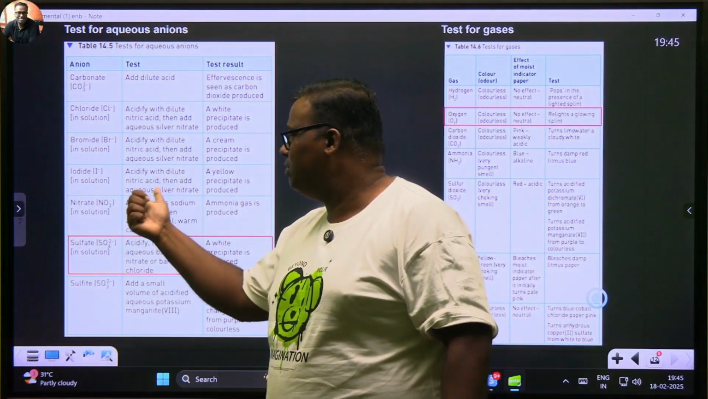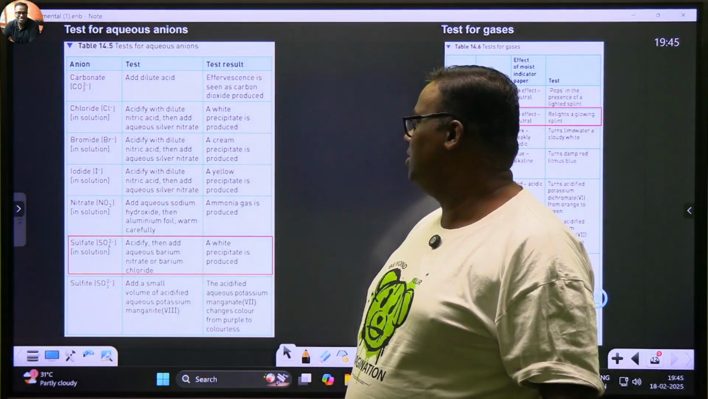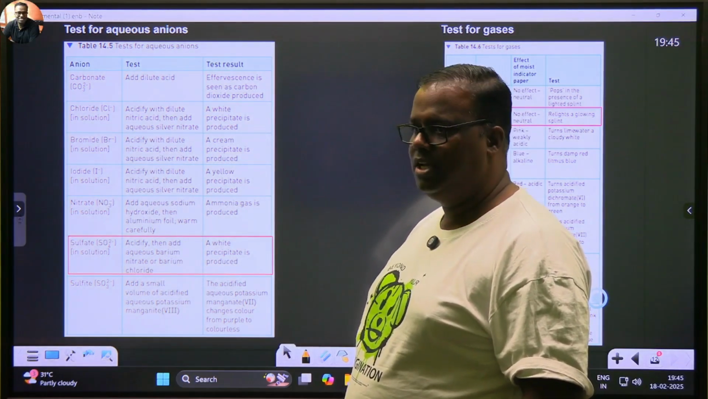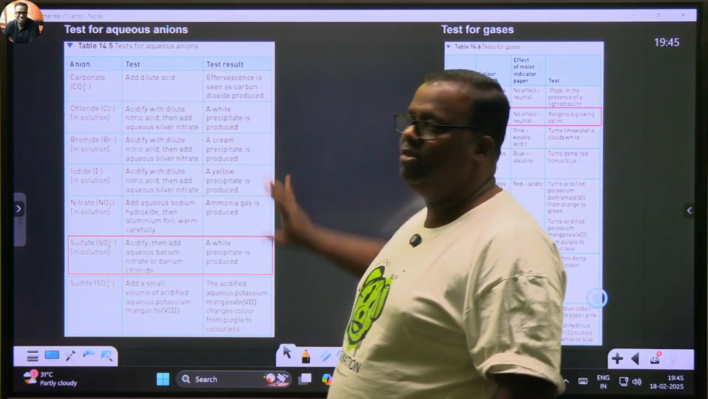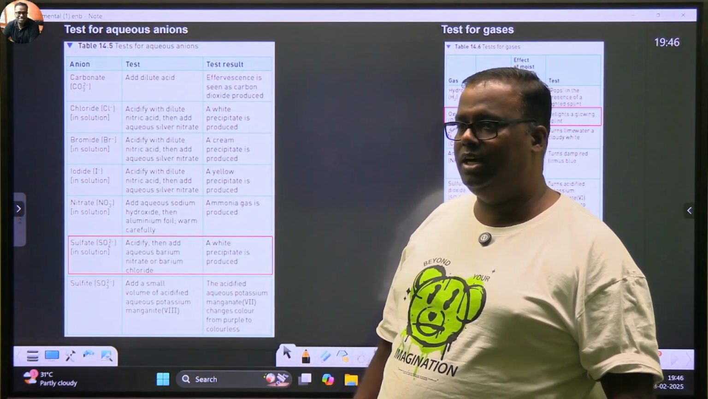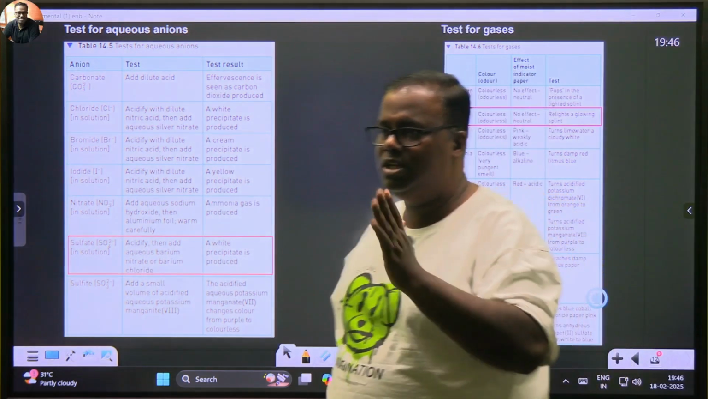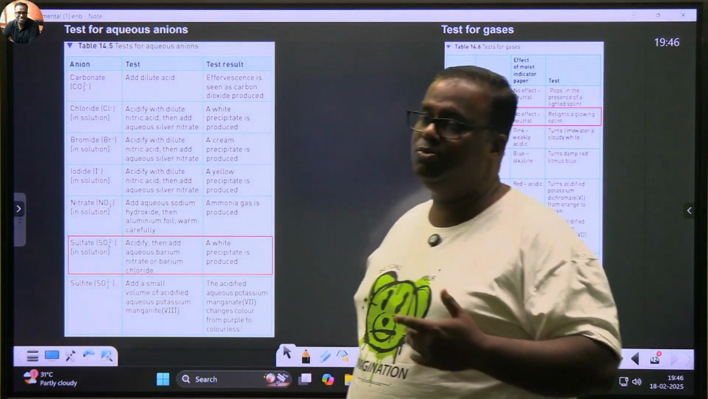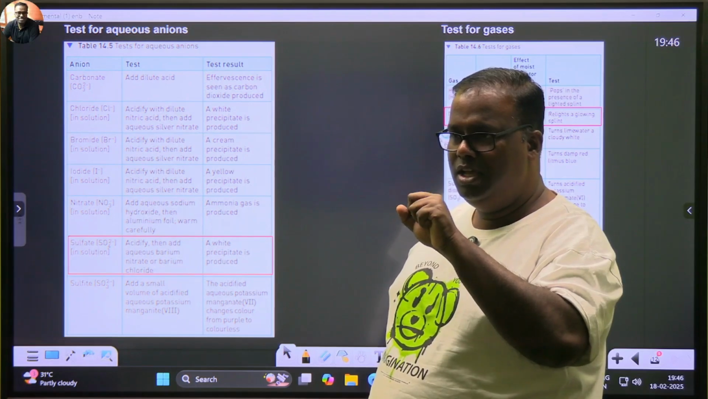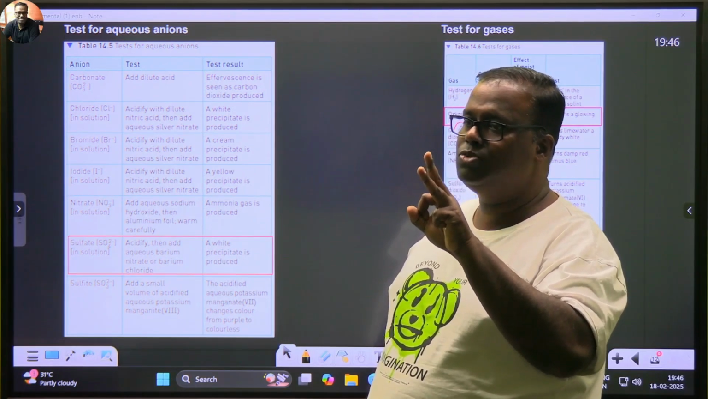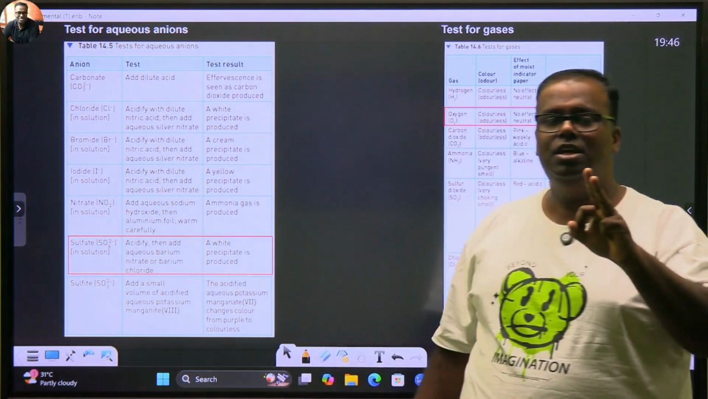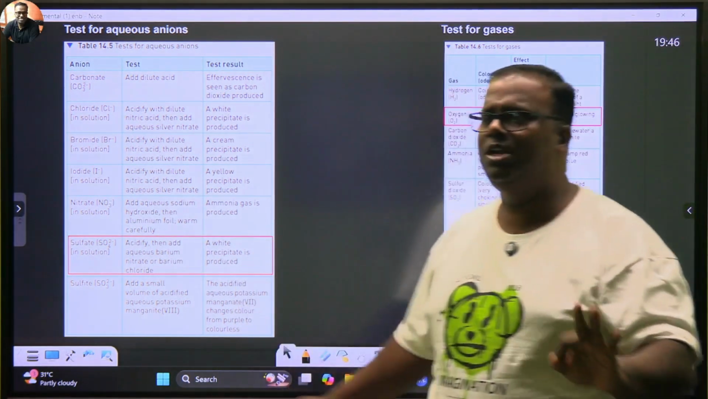Iodide: acidify with dilute nitric acid and then add aqueous silver nitrate, yellow precipitate. Iodine will always give you a yellow precipitate. So how should I remember this when I'm studying at home? I will make a flashcard which says halogens are tested with dilute nitric acid and then treated with AgNO3, silver nitrate. And I'm going to get three types of precipitates. What are they? White, cream, and the next one is yellow. White stands for chloride, cream stands for bromide, yellow stands for iodide. You have to study like this, okay?